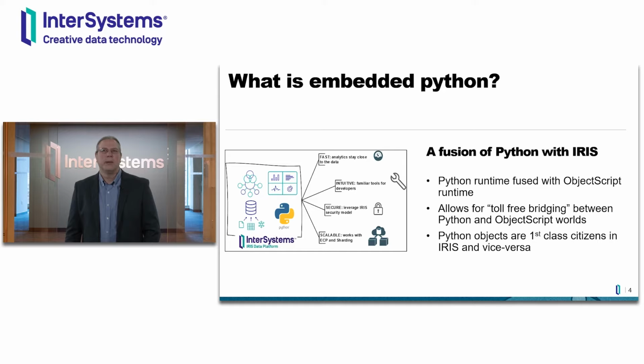So what is embedded Python? We have fused Python with ObjectScript in IRIS. That is, both Python and ObjectScript interpreters are running side by side inside the IRIS process. You can invoke methods on Python objects from ObjectScript. You can invoke methods on ObjectScript objects from Python, and it all just works. Having both runtimes together allows for what I call toll-free bridging between the two worlds. So you can pass objects from one language to another without having to serialize them in between.